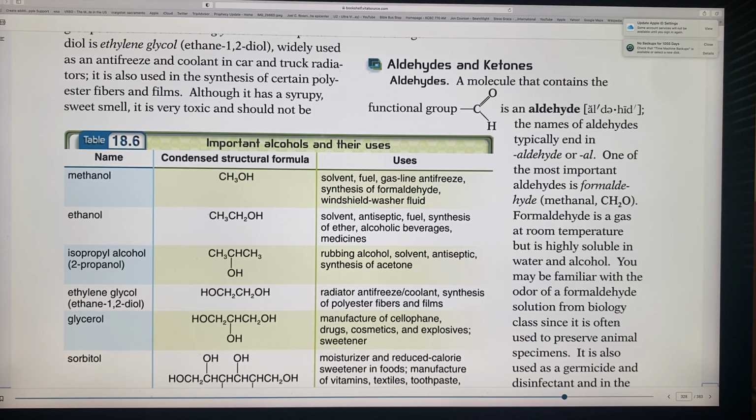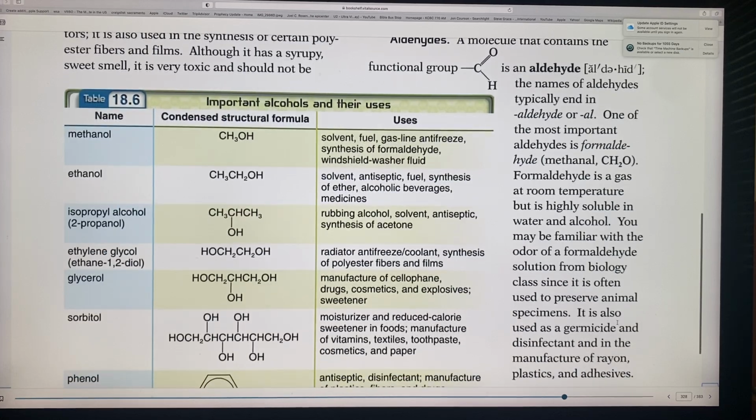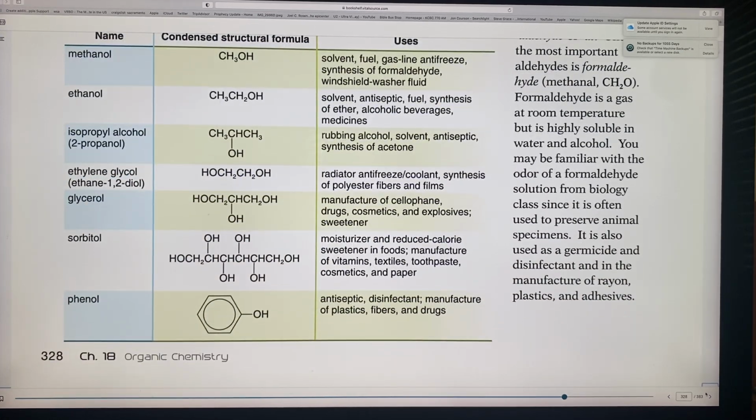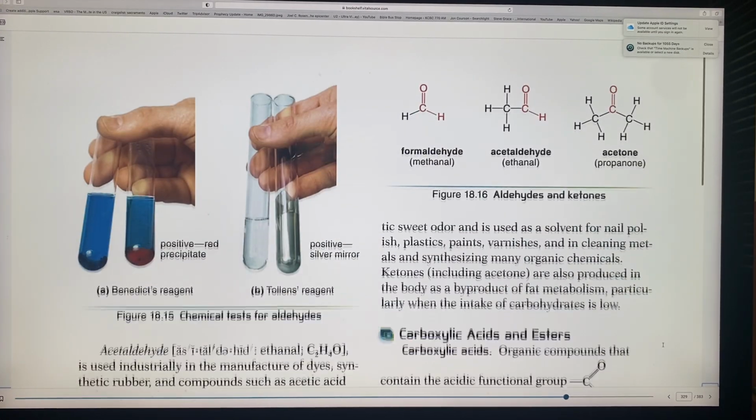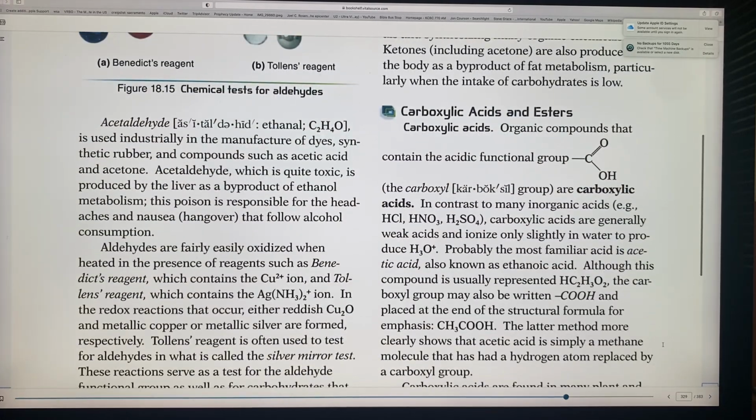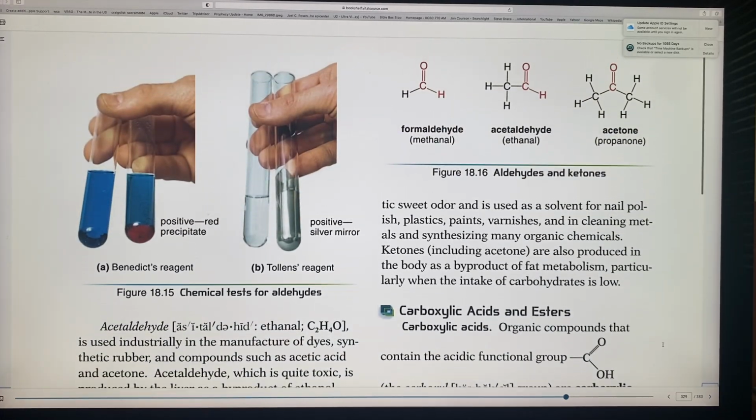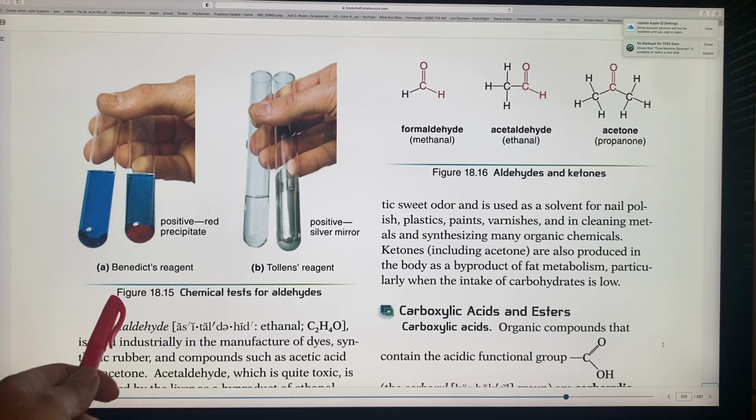Aldehydes are easily oxidized. Well, anyway, let's go on here and we'll talk more about aldehydes before I get into talking about that. So first of all, here's a chemical test for aldehyde, the Benedict's reagent. You can put that in and it's going to turn red. The copper in it makes it turn red. And this is the Tollens reagent, and it's a positive silver mirror test for aldehydes.